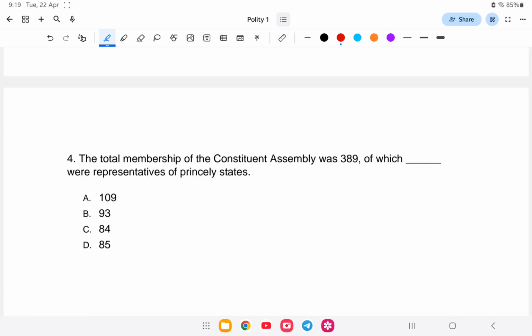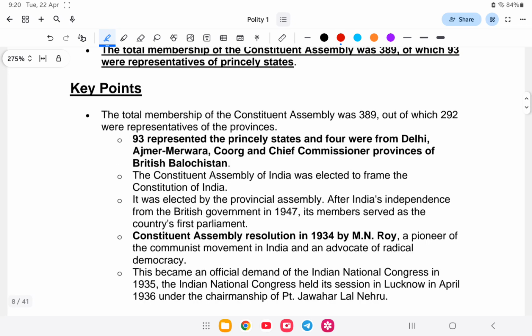The total membership of the Constituent Assembly was 389. Out of which, the princely states representation is it 109, 93, 84 or 85? So the answer is what? 93. Option B is the correct answer. Let us study in detail about this. The total membership of the Constituent Assembly was 389, out of which 292 were representatives of the provinces, 93 from the princely states, and 4 from Delhi, Ajmer-Merwara, Coorg, and Chief Commissioner provinces of British Baluchistan. So this is the answer.